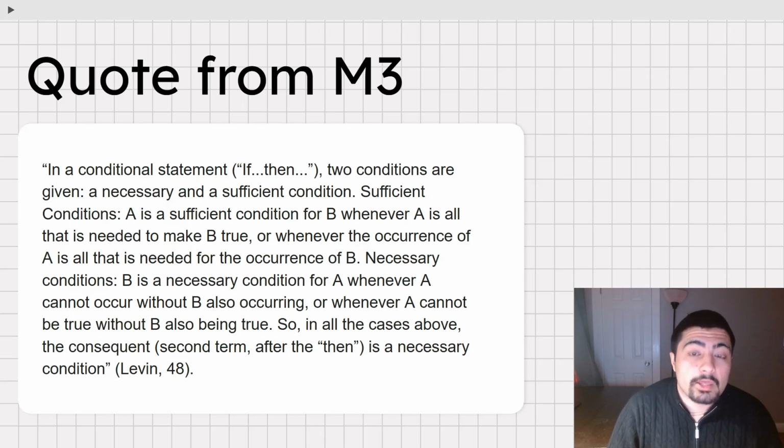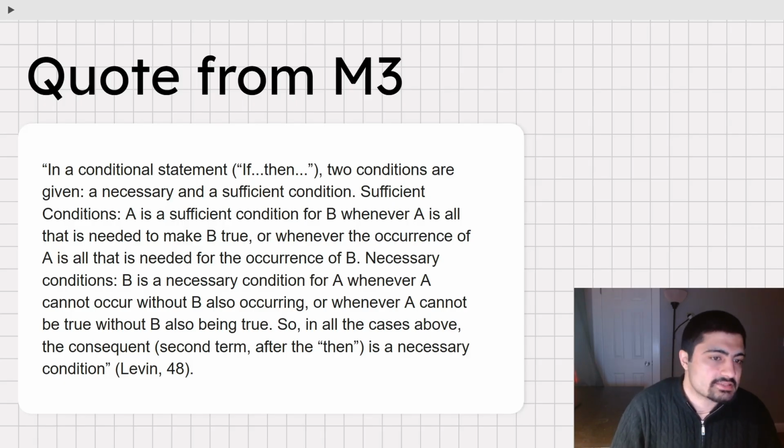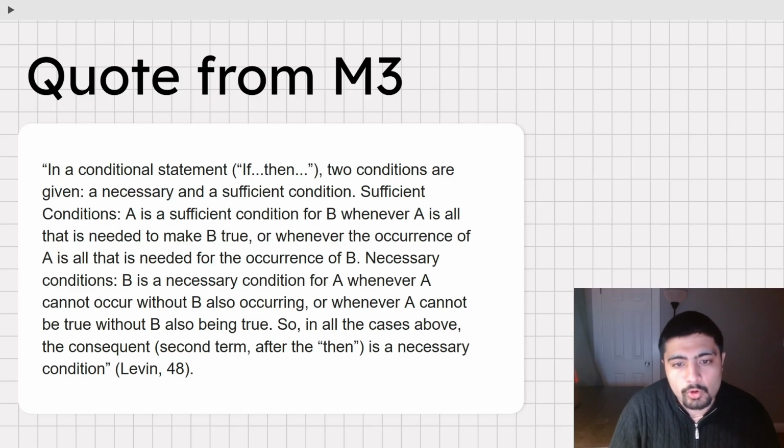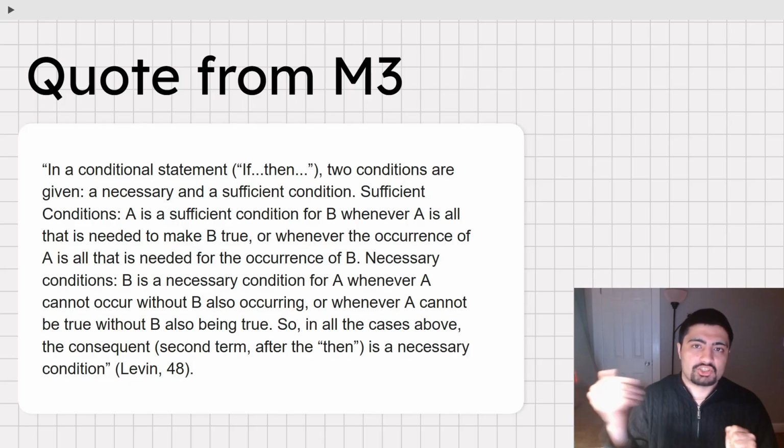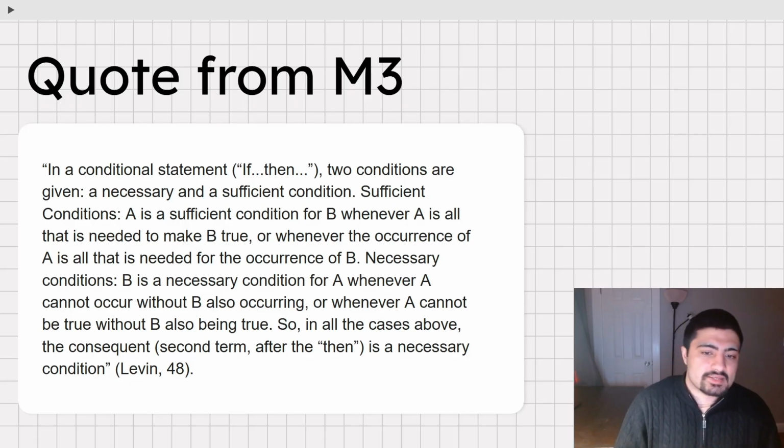And another quote from M3 is, in a conditional statement, if-then, two conditions are given, a necessary and a sufficient condition. A is a sufficient condition for B whenever A is all that is needed to make B true, or whenever the occurrence of A is all that is needed for the occurrence of B. Necessary conditions are just the same thing, implication, but in the other direction. So B is a necessary condition for A whenever A cannot occur without B also occurring.